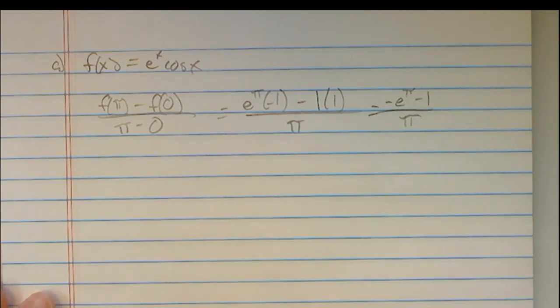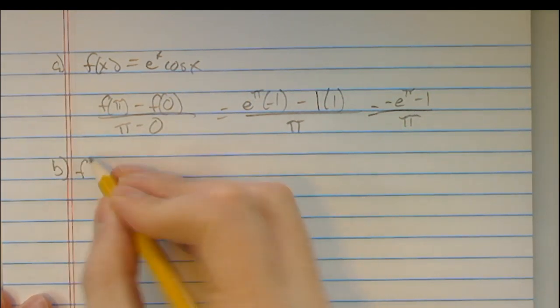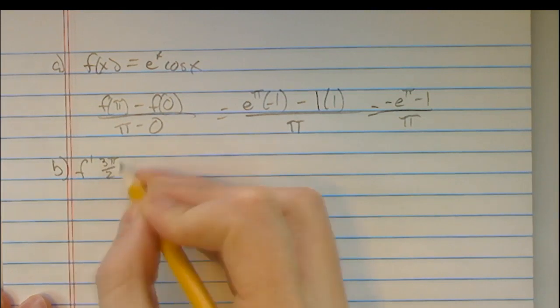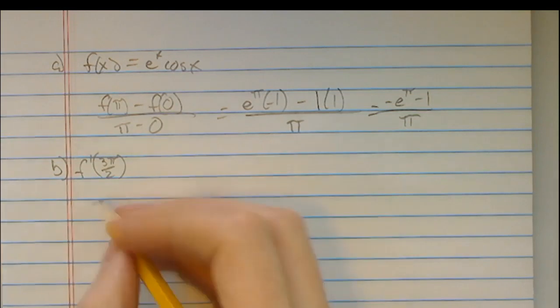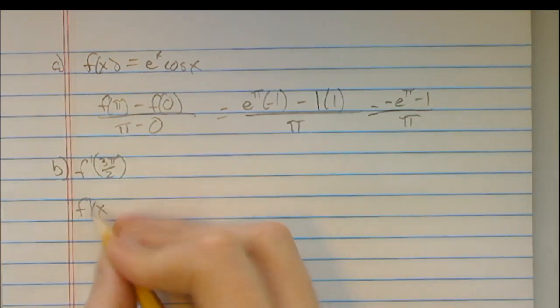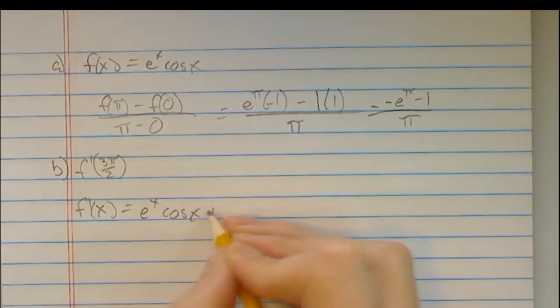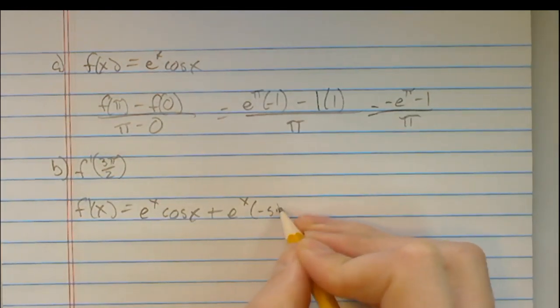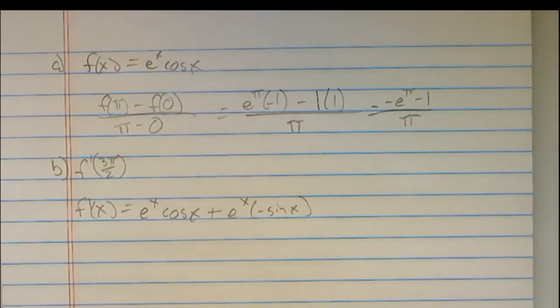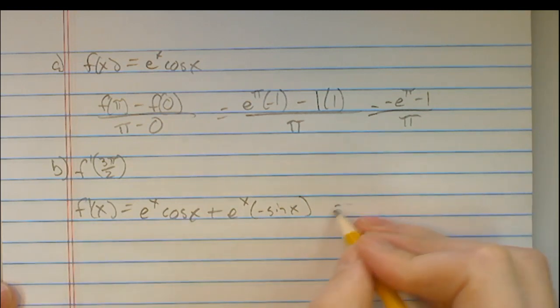B, slope at x equals 3 pi over 2. So to take our derivative, we'll need the product rule. Derivative of e to the x is e to the x, plus e to the x times the derivative of cosine. So we plug in 3 pi over 2. All right, let's factor out an e to the x.